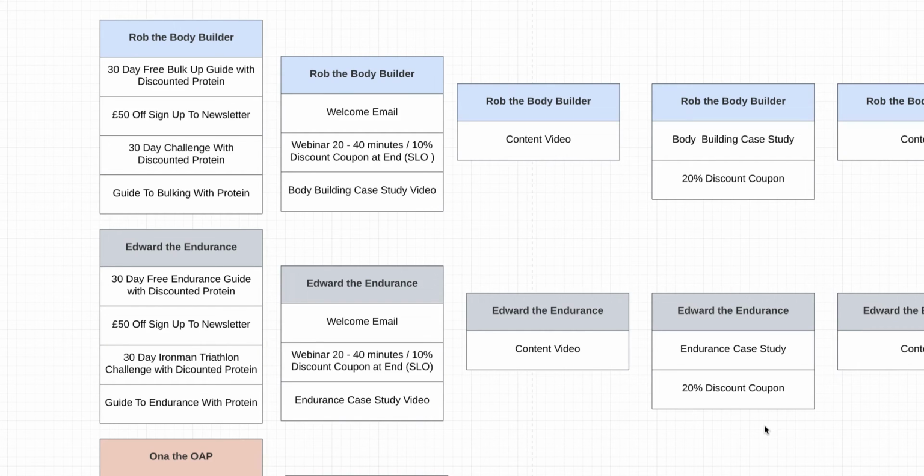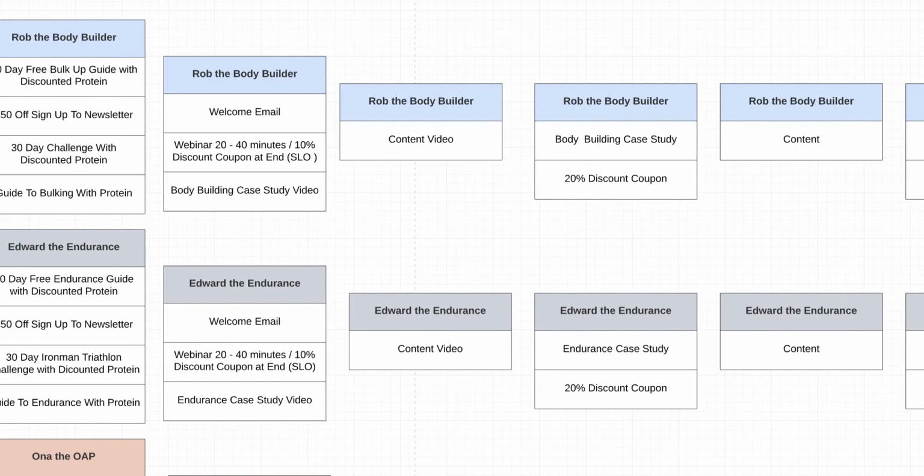What we then do is, so these would be all your lead magnets. A lead magnet is where you get someone to opt in. They give their email address for you to then send through an email sequence. Each section on this, that is the lead magnet there on the far left. And then after that, it's an email each day. On the first day, I'll send through 3 emails: a welcome email, and then the 20 to 40 minute webinar with a 10% discount coupon at the end, that's a self-liquidating offer.